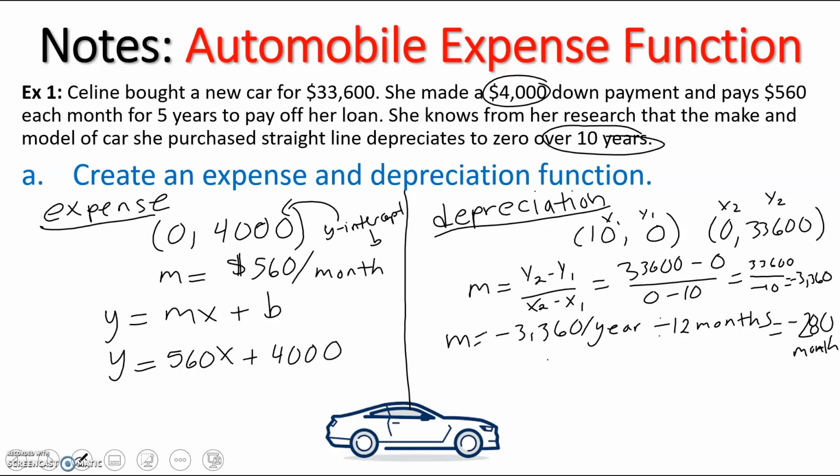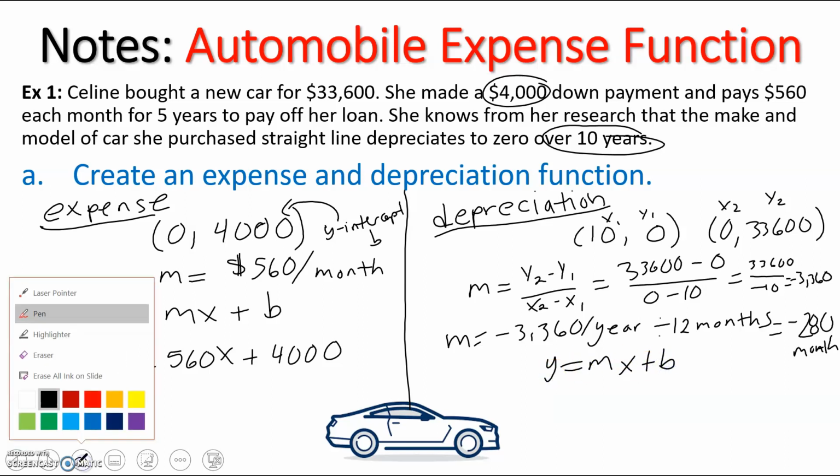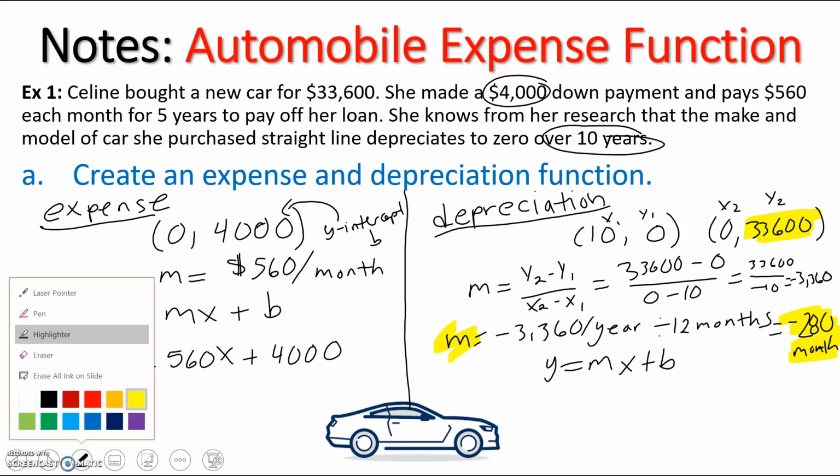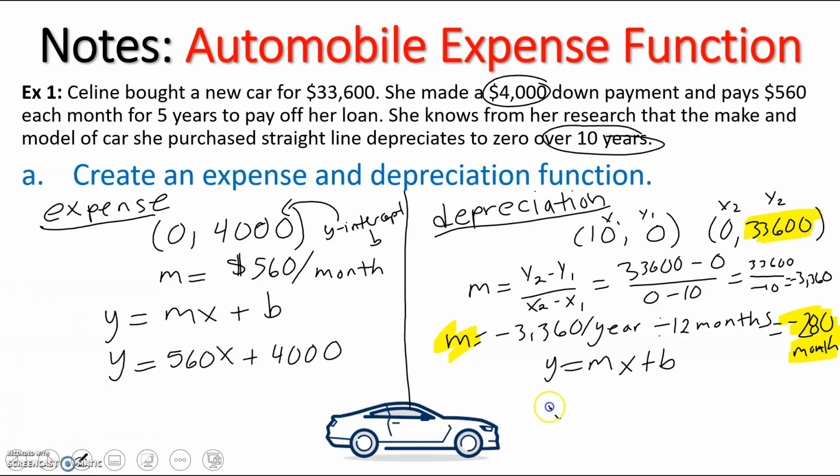So remember, our equation is y equals mx plus b. Here we have our m. And then remember, our y-intercept is where x is 0. So x is 0 in this coordinate. So our y-intercept is 33,600. That's the original price of our car. So our equation is y equals negative 280x plus 33,600. Okay, so that's part A.